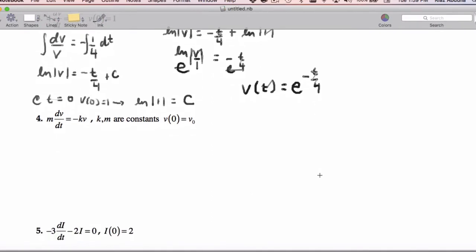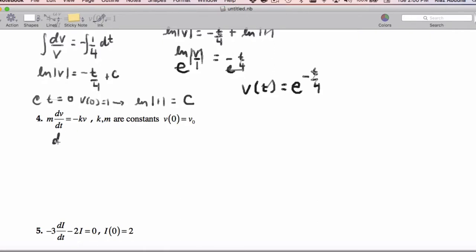So that's number 3. Now we're going to start moving into some of the work that we do in AP Physics. So if you can't tell, this is in fact the equation of an object that has some air resistance on it. It's not falling, it's actually moving horizontally. But it's actually the differential equation that we're used to. So we don't need to do a lot of physics here. It's simply differential equations, and k and m are constant, and v of 0 is v naught.